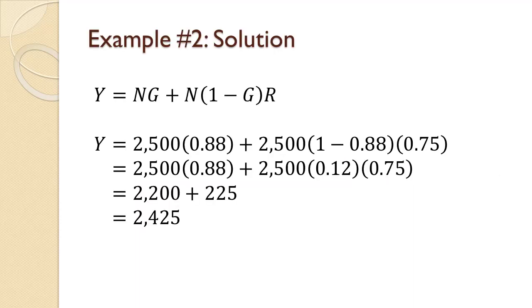In this example, N equals 2,500, G equals 0.88, and R equals 0.75. 2,200 are produced without errors. Of the 300 that have errors, 75% are successfully reworked. That equals 225. Combining the two gives us a yield of 2,425.